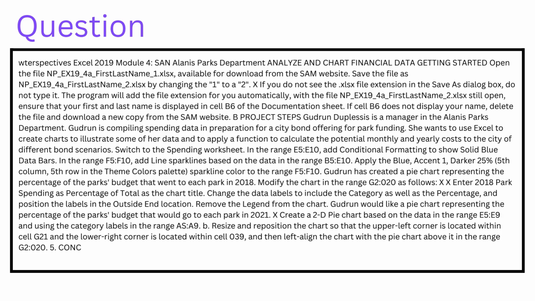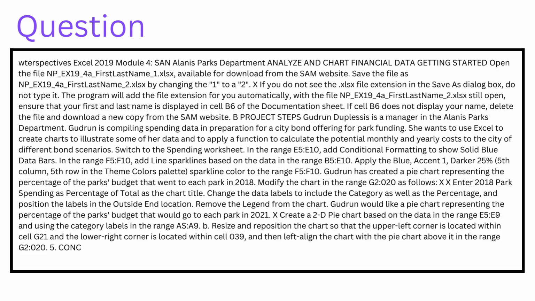Switch to the Spending worksheet. In the range E5:E10, add conditional formatting to show solid blue data bars. In the range F5:F10, add line sparklines based on the data in the range B5:E10. Apply the Blue, Accent 1, Darker 25% color (fifth column, fifth row in the Theme Colors palette) as the sparkline color to the range F5:F10.